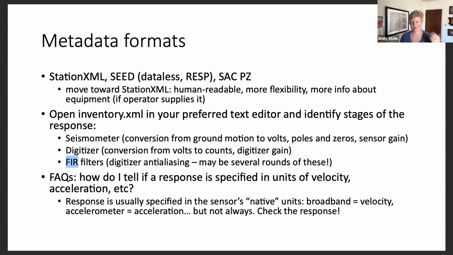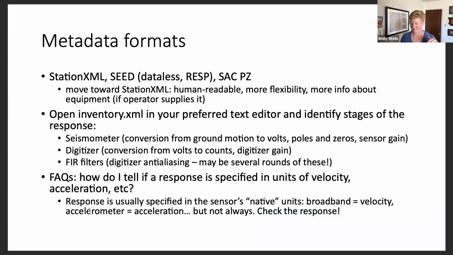One question you might be asking yourself is, how do I tell what units the response is specified in? You can actually go to your station XML, for example, and it will tell you. Most of the time, a broadband sensor's response will be specified in terms of velocity, so if you apply that response, it'll come out in units of velocity. For an accelerometer, it'll come out in acceleration, but not always. There are always funky cases out there. So if something doesn't look right, check the response.